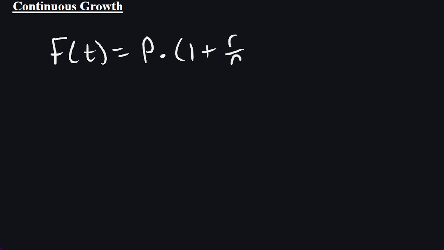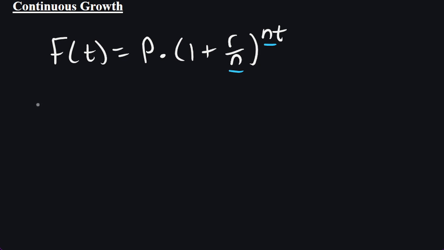Hey everyone, in this video we'll learn all about continuous growth. In the previous two videos we've learned about the compounding interest formula and also Euler's number. So we know that the compounding interest formula is f of t equals p times (1 plus r over n) to the power of n times t. And n, of course, is how often it compounds.